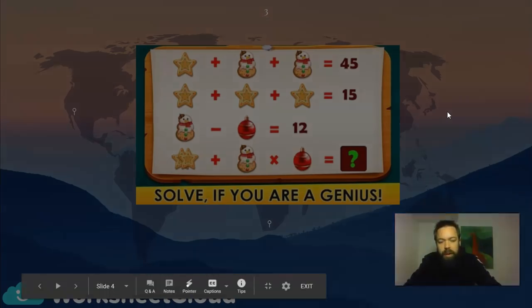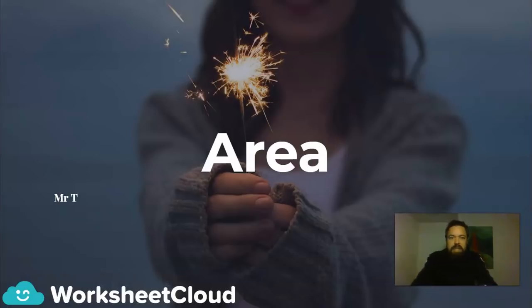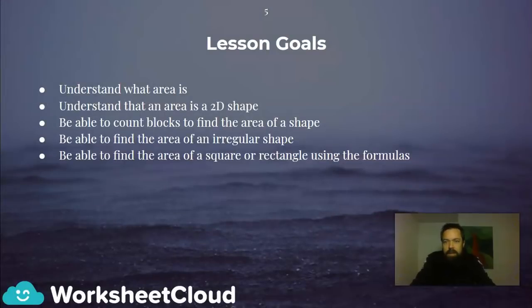So last time we were working on perimeter, which is the length of the outside of a shape. Now we're working with area, which is the space on the inside of the shape. Lesson goals: understand first of all what area is. I hope you do already, but if not, we are going to just recap that. Then understand that area is a 2D shape. So when you've got an area, the area will always be making up a 2D shape. Next, be able to count blocks to find the area of a shape.